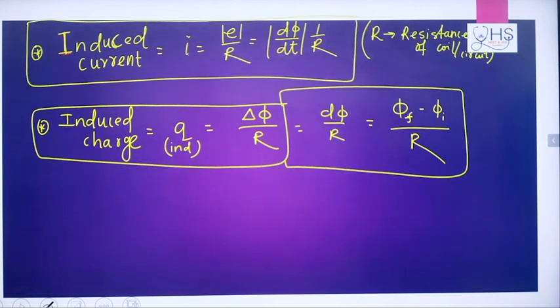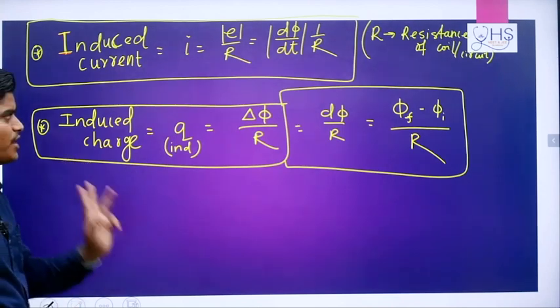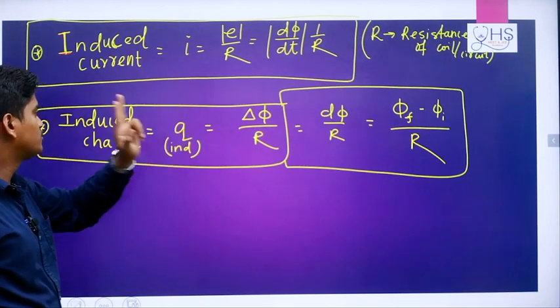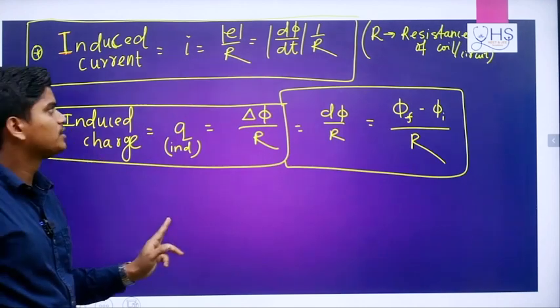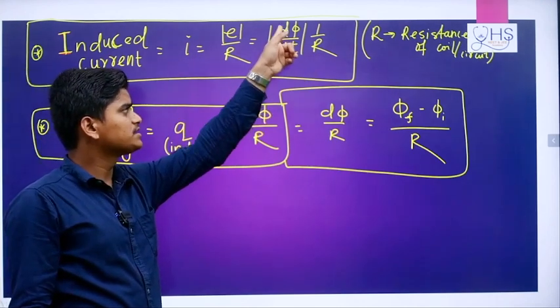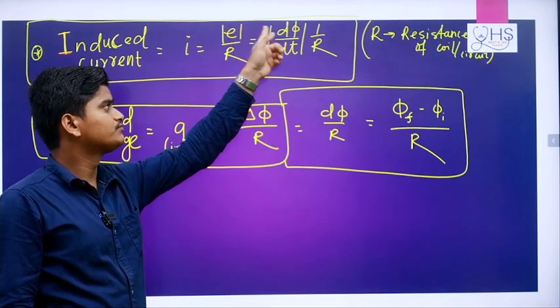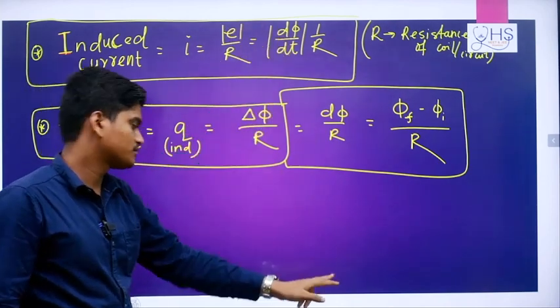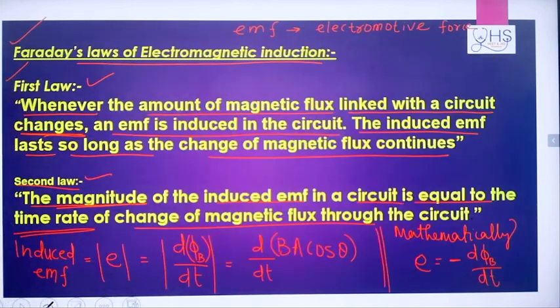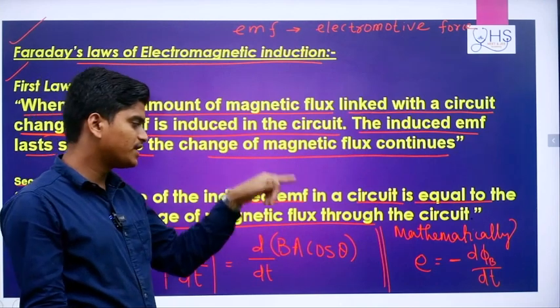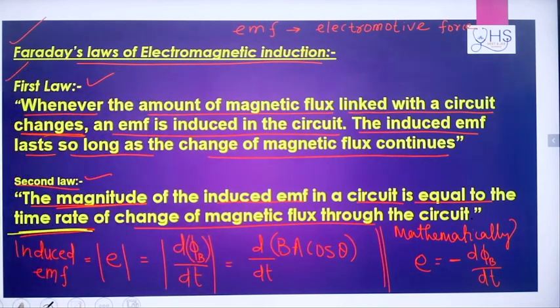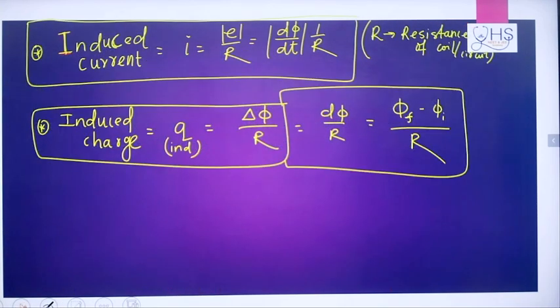So in that circuit, if a change in flux is happening, due to the change in flux there is induced EMF, and due to that there is induced current and induced charge. Induced current will be 1 by resistance times the EMF, that is d phi by dt, the rate of change of flux. Time rate means you have to consider the derivative. If magnetic flux is given in terms of t, then you have to do differentiation with respect to t and calculate.